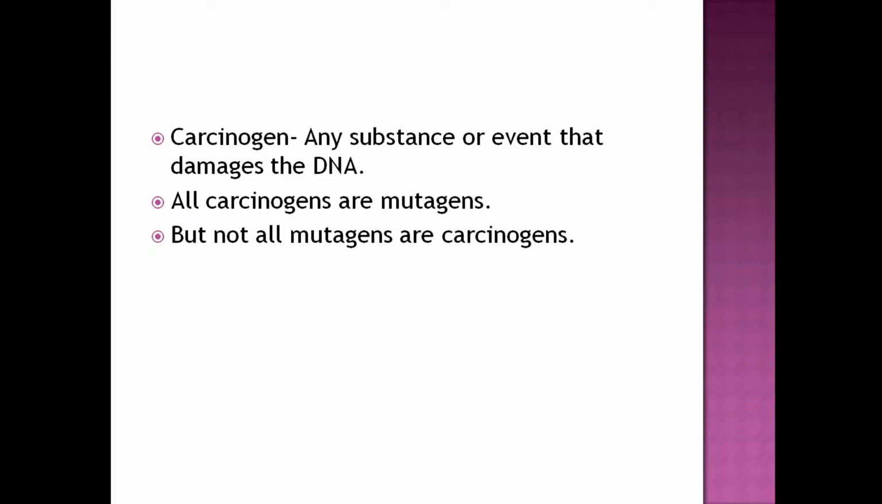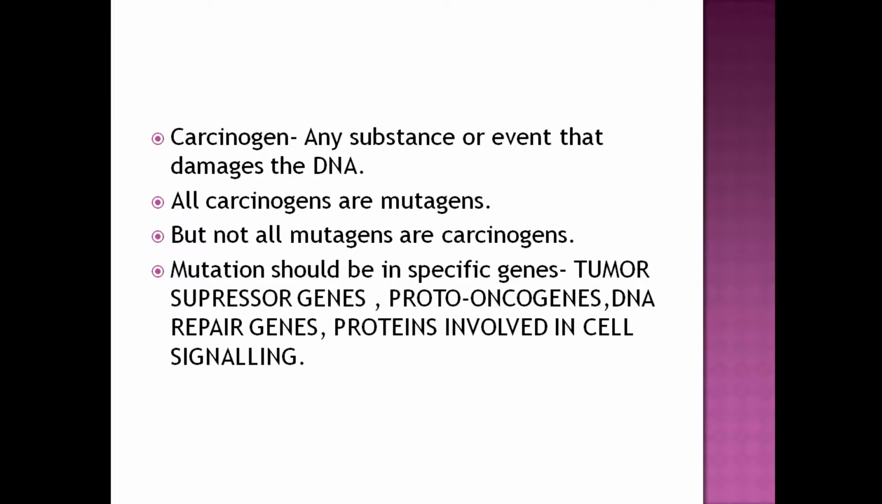Now, take a look at this: not all mutagens are carcinogens, right? What does that mean? Mutations are caused by mutagens, and mutagens can cause different types of mutation in different regions or different genes of the DNA. But those genes might not be associated with causing cancer, because mutations should occur in specific genes such as tumor suppressor genes, proto-oncogenes, DNA repair genes, and the proteins involved in cell signaling. Only if the mutations occur in these genes will a normal cell become a cancerous cell. If the mutation occurs in different genes that are not related to these, then it will not cause cancer. So that is what it means: all carcinogens are mutagens, but not all mutagens are carcinogens.